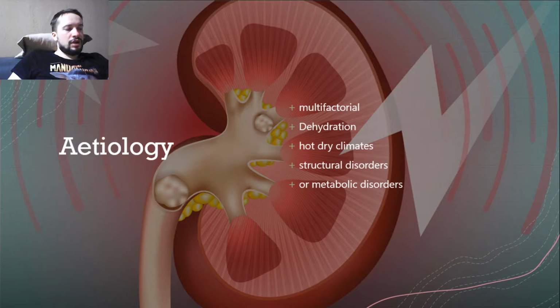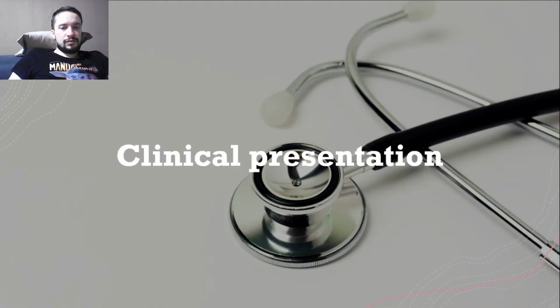The etiology of renal calculi is often multifactorial. For example, dehydration certainly increases the risk of urolithiasis, with a higher incidence of stones being seen in hot, dry climates. Individual patients may also have underlying structural abnormalities, any condition that leads to urine stasis, or metabolic disorders as highlighted above that increase the risk of stone formation.